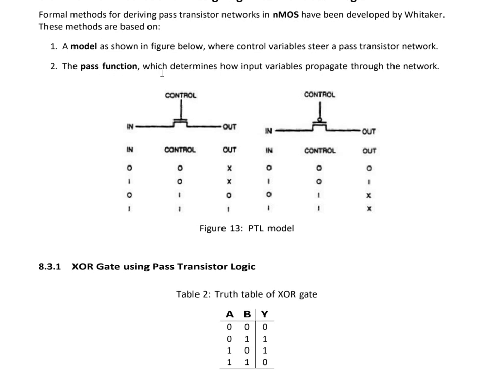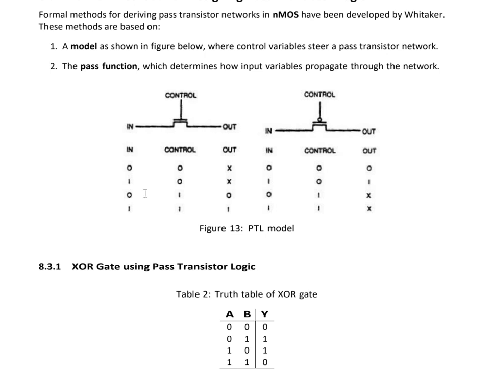So this is the PTL model. It has the input, output and control signal. When the input and control both are 0, then the output is in high impedance state in case of NMOS transistor. But in case of PMOS transistor, the output is 0. And for the input to be 1 and control to be 0, the output is high impedance state. And the input to be 1 and control to be 0, the output is 1 again for PMOS.